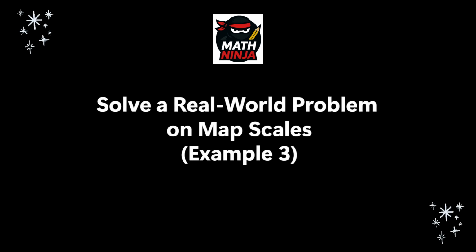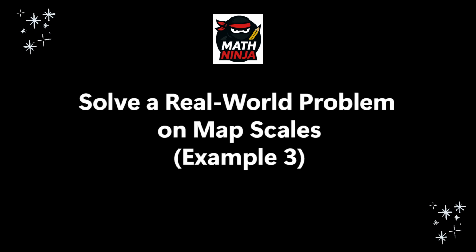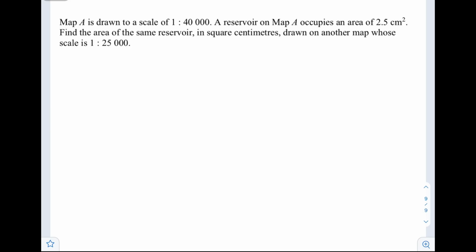In this video, we will learn how to solve real-world problems involving map scales. In this question, we are given that the scale of the map is 1:40,000. So again, 1:40,000 simply means 1 cm on the map represents 40,000 cm on actual ground. So if I were to convert this into km, I will need to divide by 100 and then divide by 1000 again. So 1 cm actually represents 0.4 km.